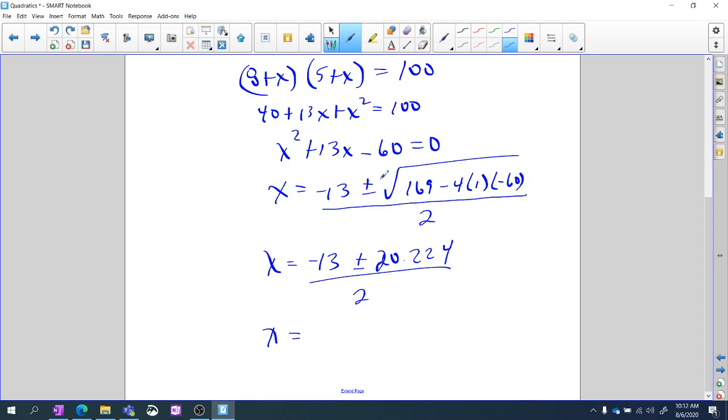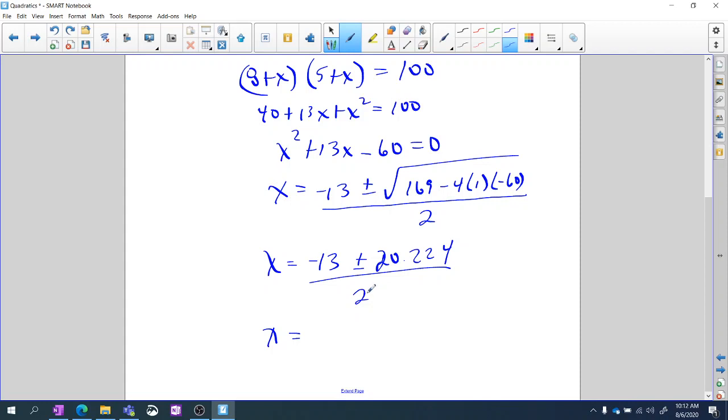Alright, so I put this in my calculator here. I got 409. I took the square root of 409, and I got that. And now I'm going to get my two possible values for x. Well, one of the answers is going to be negative 13 take away 20.24, divided by 2, which is going to give me a negative answer.